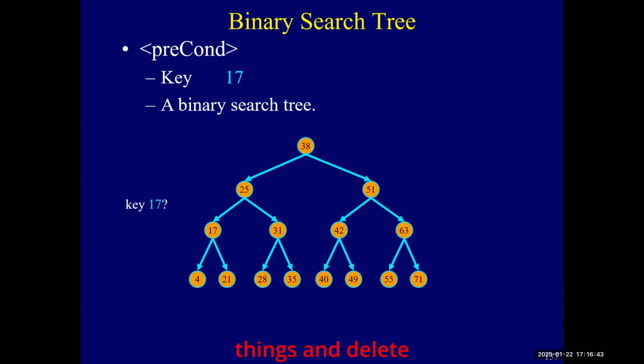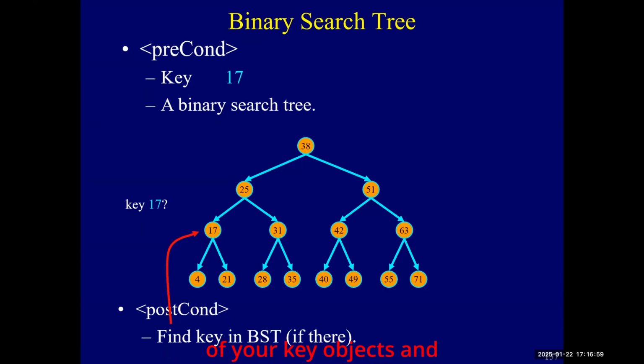But as you insert things and delete things, it might not be fully balanced, which is no good. And so then we'll teach how to rebalance it, right? But that's for a later day. So right now, we just have this binary tree. Each node has one of your key objects.